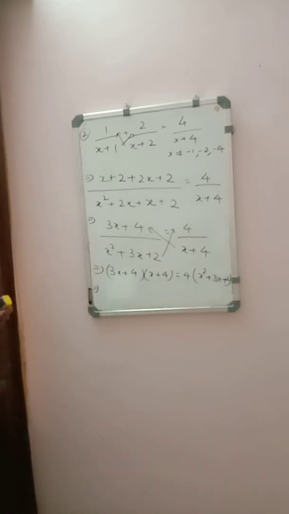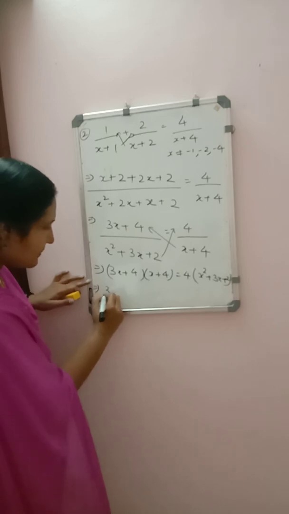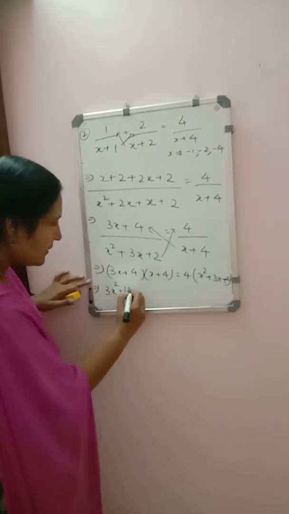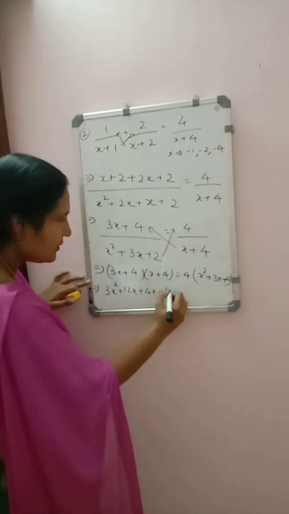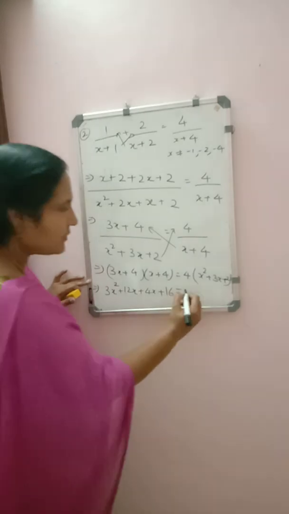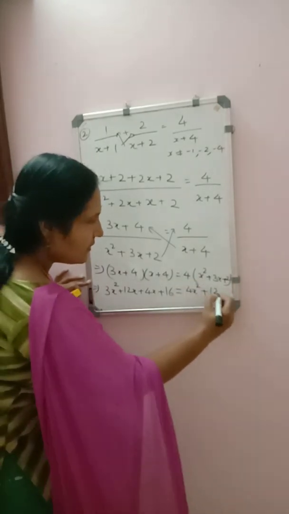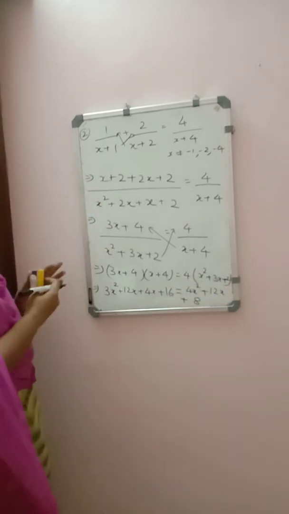Again going to use the concept of multiplication of polynomials. 3x into x will be equal to 3x square. 3x into 4 will be equal to 12x, plus 4x plus 4 into 4, 16, equal to 4x square plus 4 3s are 12x plus 4 2s are 8.